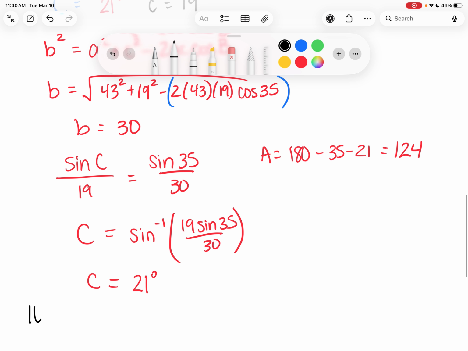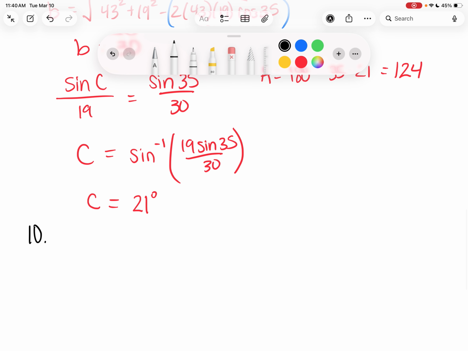10. This one gives me 3 side lengths. We've got A is equal to 1, B is equal to 5, and C is equal to 4. And then I'll be finding my angles.